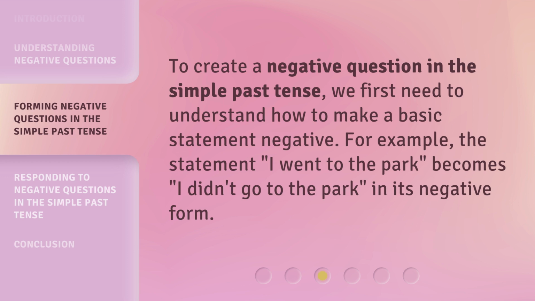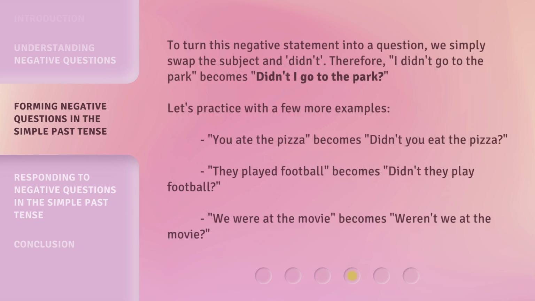To create a negative question in the simple past tense, we first need to understand how to make a basic statement negative. For example, the statement, "I went to the park," becomes, "I didn't go to the park," in its negative form. To turn this negative statement into a question, we simply swap the subject and didn't. Therefore, "I didn't go to the park" becomes, "Didn't I go to the park?"